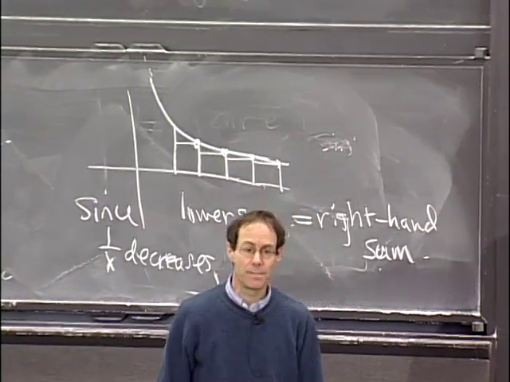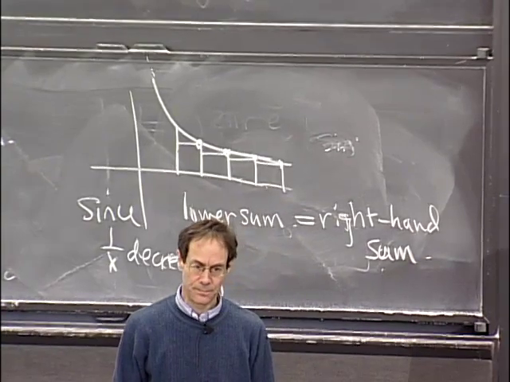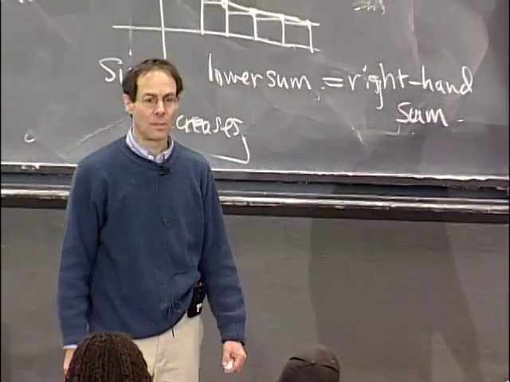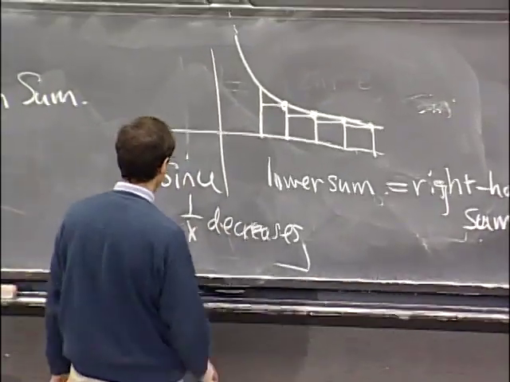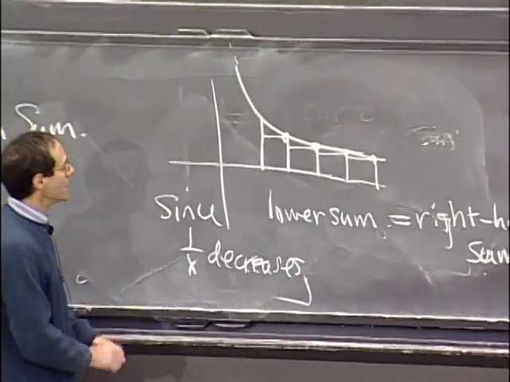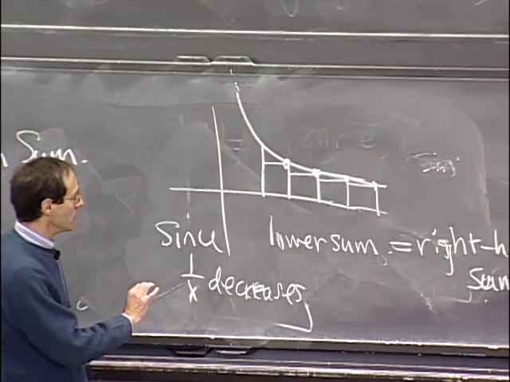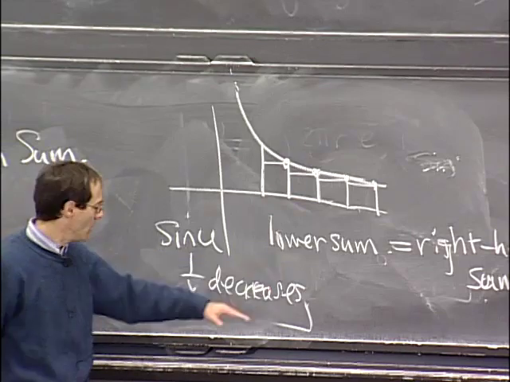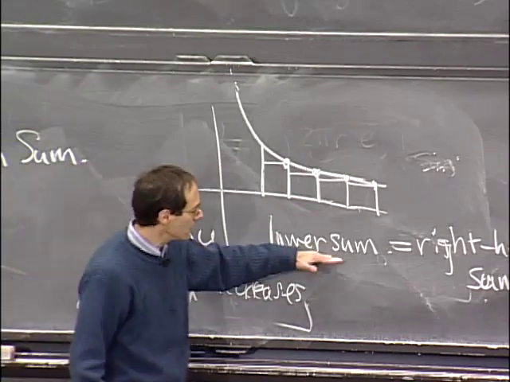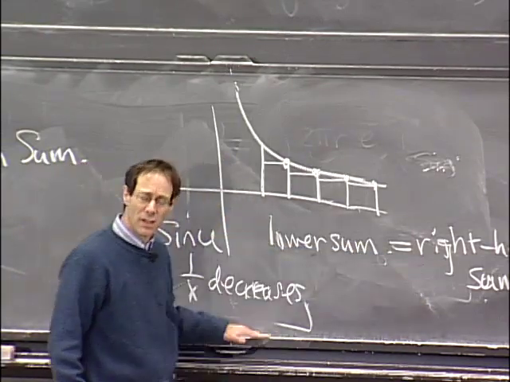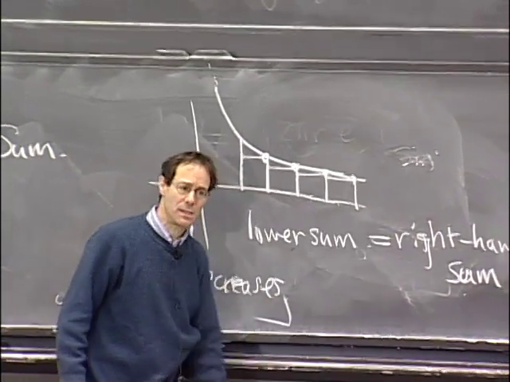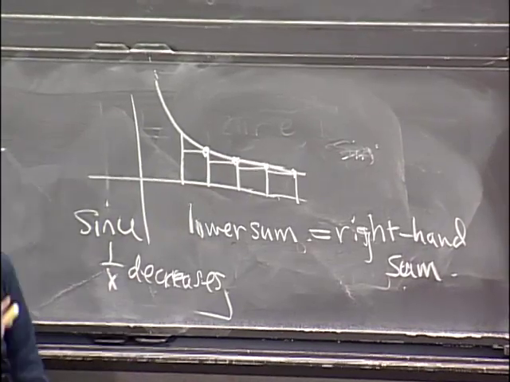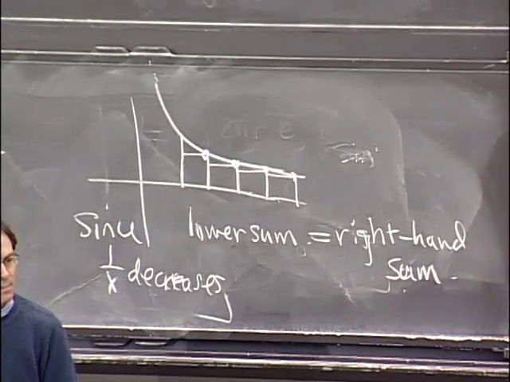Another question, just for clarification: if the function is increasing, then the right-hand sum would be the upper sum, correct? Correct. If the function is increasing, then the lower sum is the left sum. So it just exactly reverses what's here. If decreasing, lower sum is right-hand sum. Increasing, lower sum is left-hand sum. Yes.